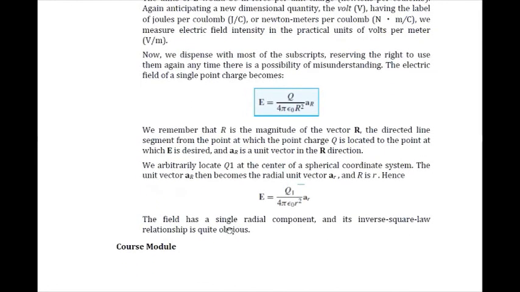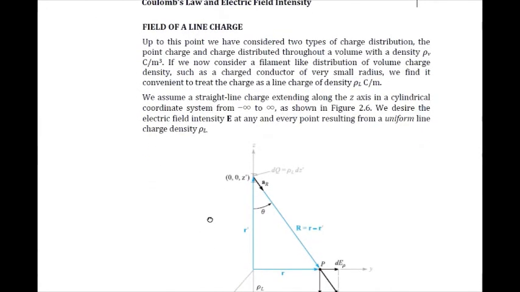Okay, next. Okay, this will be the last topic for today's lecture. Okay, let's start. Field of a line charge. What is a field of a line charge? Up to this point, we have considered two types of charge distribution, the point charge and the charge distributed throughout a volume with a density rho V equals C coulombs per cubic meter.